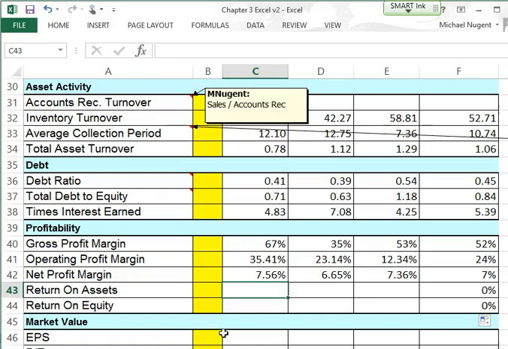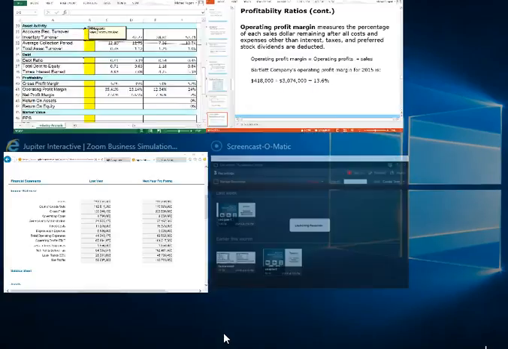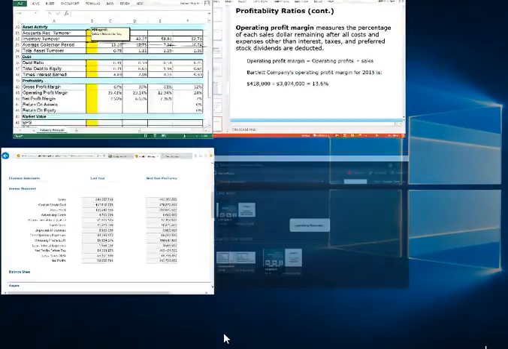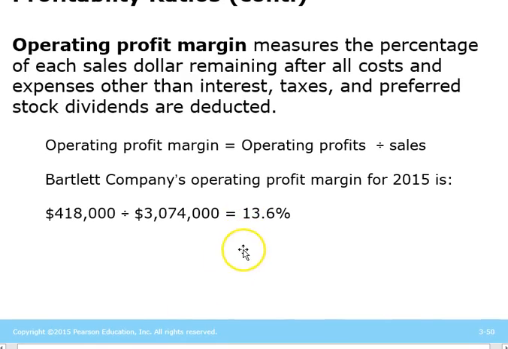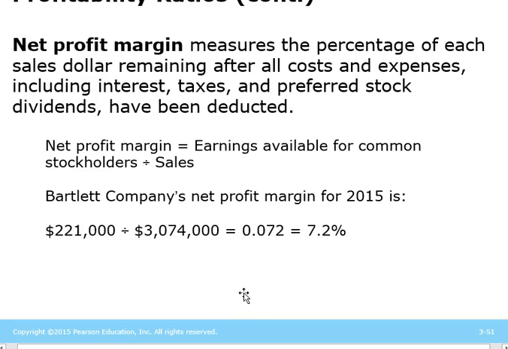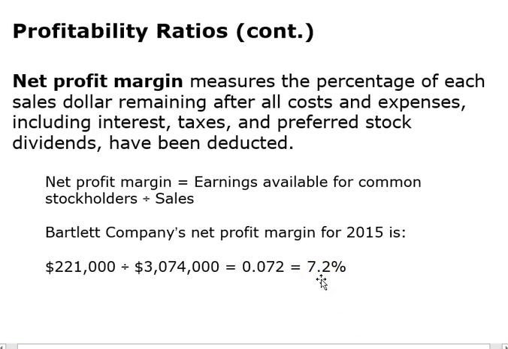Okay. Now, let's go back to the... Sorry about that. Okay. So this is the net profit margin, and that's earnings divided by sales, net income divided by sales, or net profit divided by sales, depending on how you want. It's all the same number.